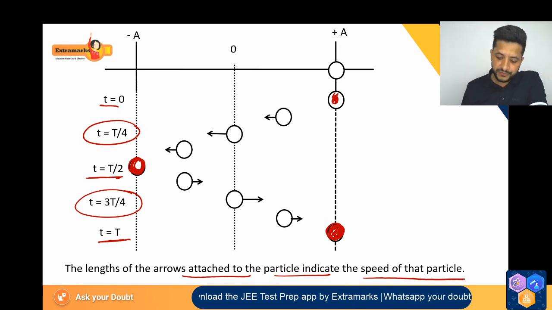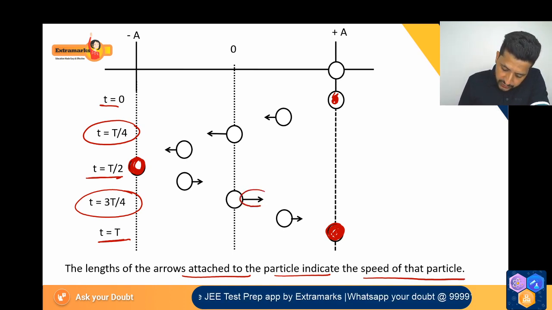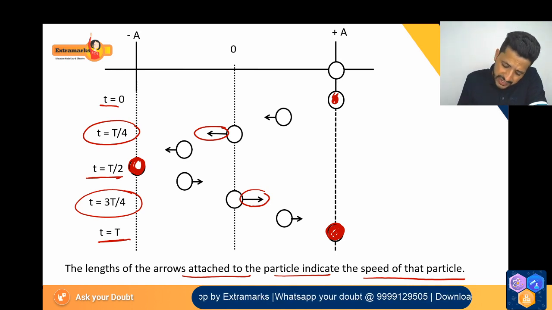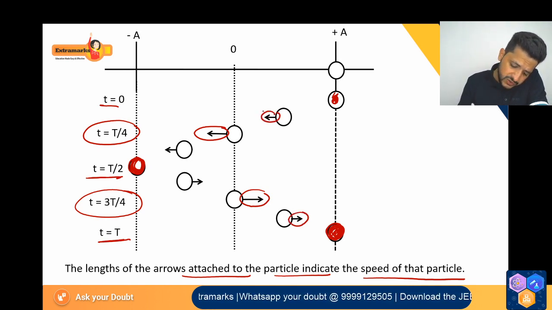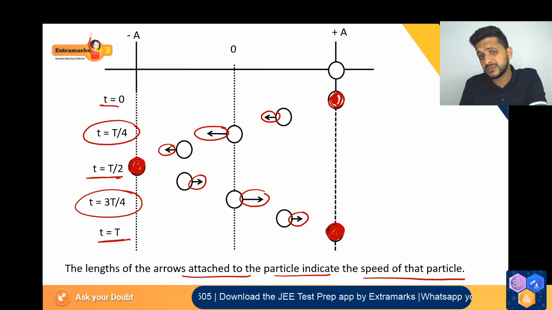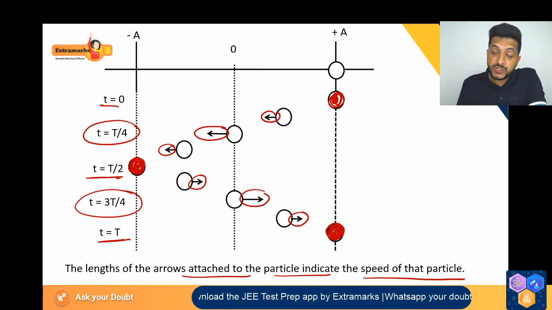So you can see, where is the length of the arrow maximum? The length of the arrow is maximum at the mean position. There are intermediate speed values for those positions between O and minus A and O and plus A. And there is no arrowhead attached to this circle or this circle, because the velocity at the extreme positions is how much? 0. Students often ask a question: sir, if velocity at extreme is 0, why does it go back?